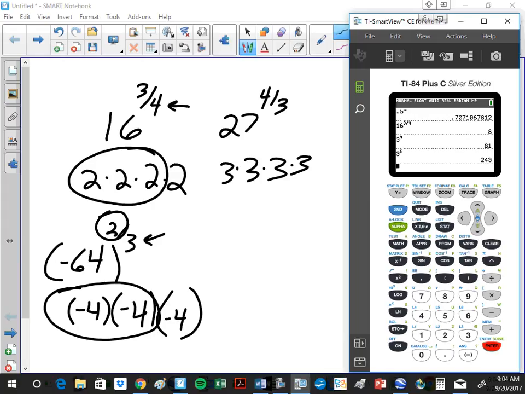256 to the 3/4. Can 256 be split into 4 equal multiplications? Yes, what number is it? 4. How many of those 4's are part of my answer? 3, so 4 times 4 is 16 times 4 is 64. Okay.